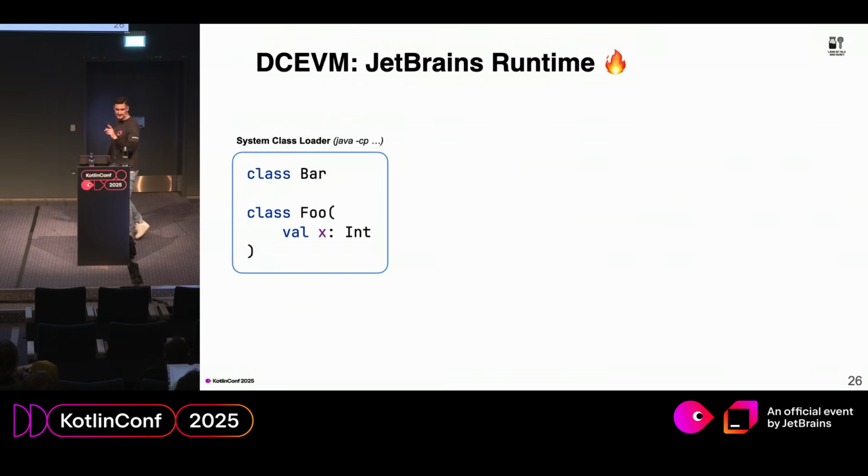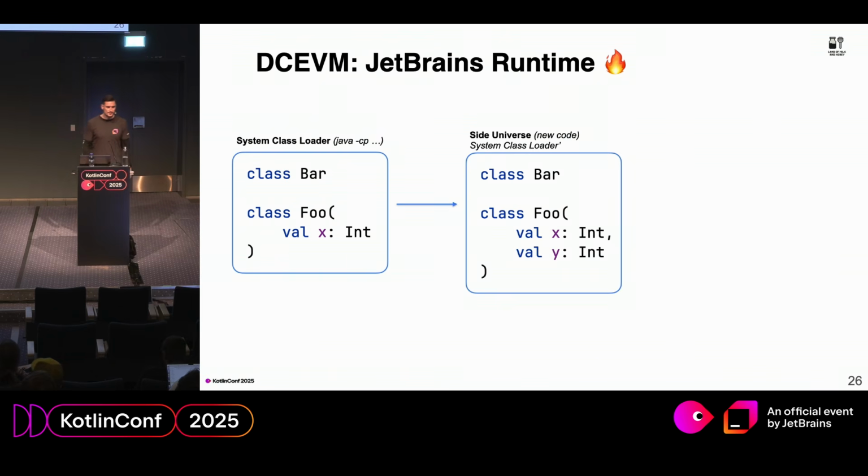Remember, we talked about a system class loader, or all the classes you have in your application. And to explain how the JetBrains Runtime reloads code, we have this simple example where we just have two classes. One is called Bar, one is called Foo. Foo has a property x, right? Now, let's say we want to reload the code. And now we have a new version of Foo, which now suddenly has a new property called y.